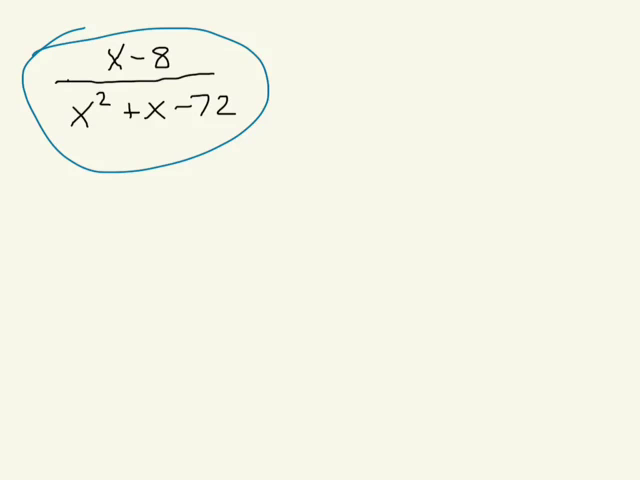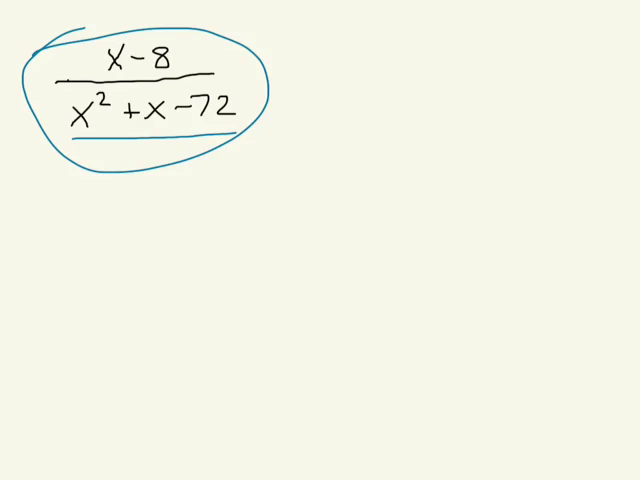Okay, so the first thing we're going to do is look at the numerator and see if we can simplify it at all. The numerator here is x minus 8. Looks like we can't really do anything. We can't do a GCF, we can't use a cross method. X minus 8 is really as simple as you can get. So let's look at our denominator then. We have x squared plus x minus 72.